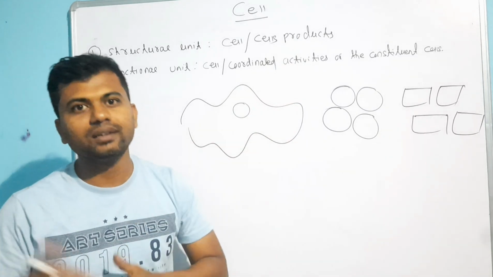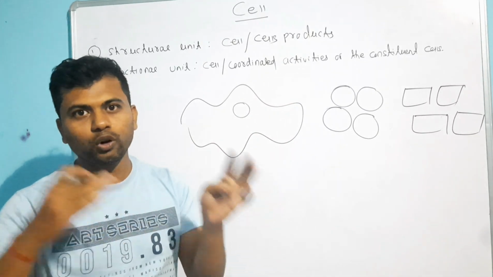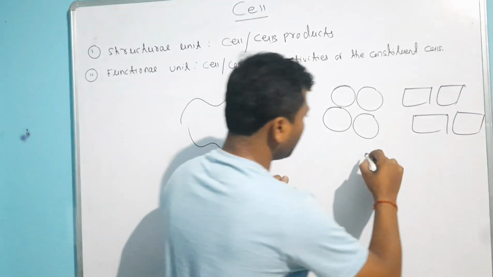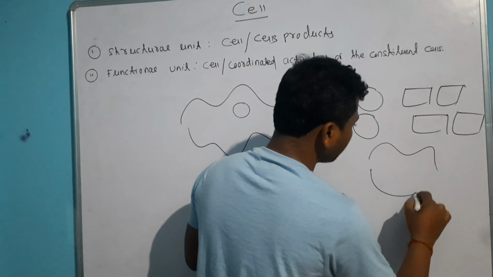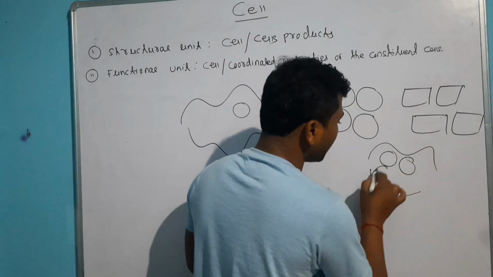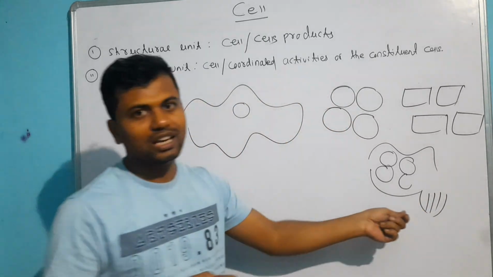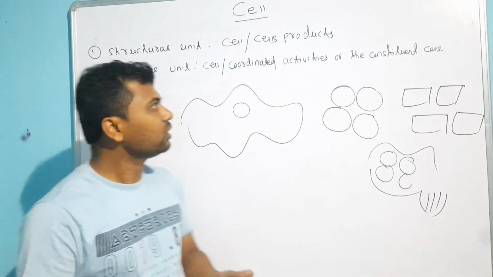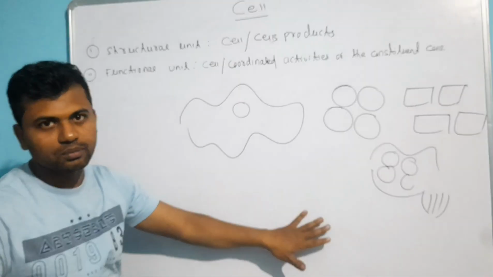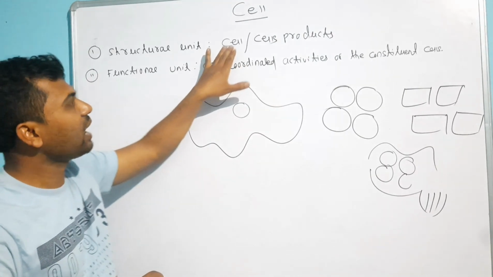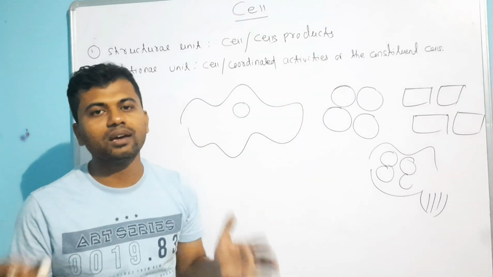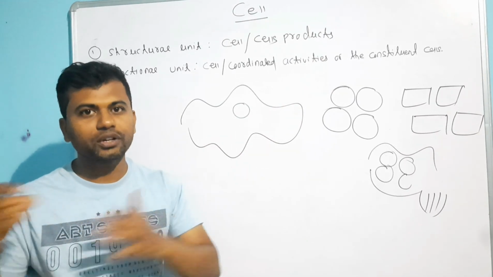As well as cell product. Now we can explain this by taking the example of the body of a cow. Let's say this is the body of the cow. The body of the cow contains the cells, and the milk which is present in the body of the cow is a cell product. So the body of all living organisms is composed of cells and cell products. That's why we say the cell is the structural unit.